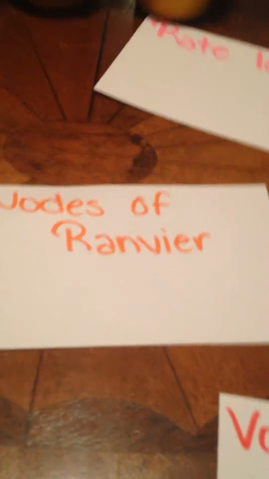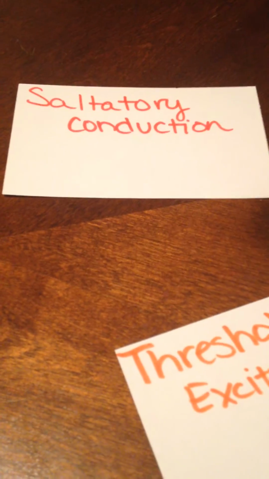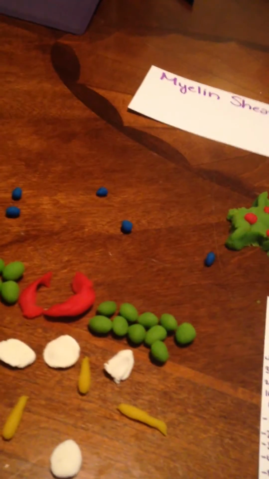I think we also need nodes of Ranvier, I think I said it right, rate law, and the all or nothing law, and lastly, solitary conduction. We'll have to figure out how to put that in a clay model, but this is my second rough draft for now.